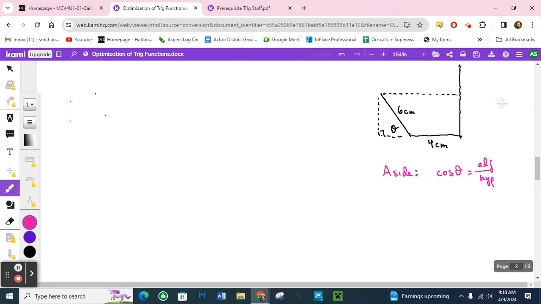So we can get an expression for the adjacent side. The adjacent is just the hypotenuse times cosine theta.